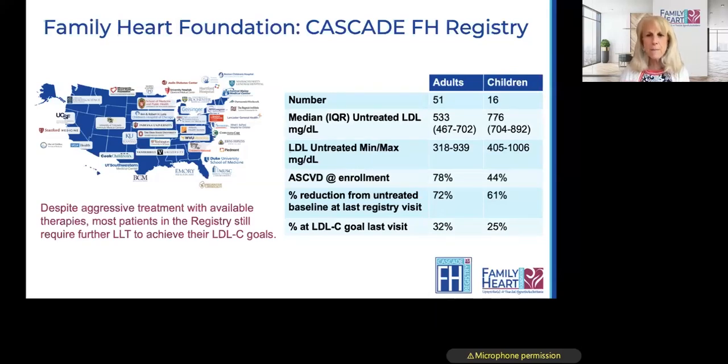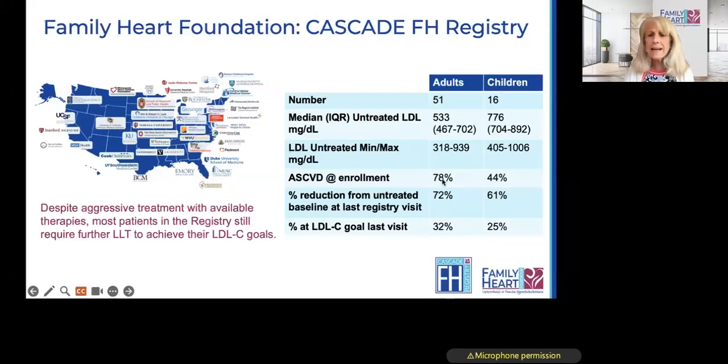But one of the things that we found very important to look at, and we'll get into this in a minute, we noted that those individuals that entered the registry as adults, their median untreated LDL was 533, very, very high. But look at the children who entered the registry with HoFH, their median LDL, that's the 50th percentile, was 776. So more than 200 milligrams per deciliter higher than the adults.